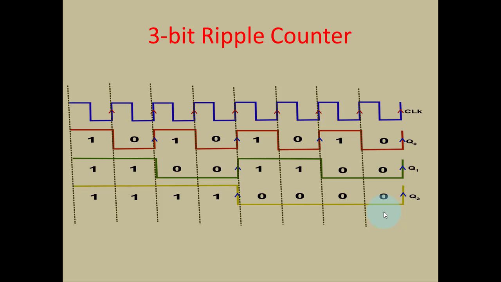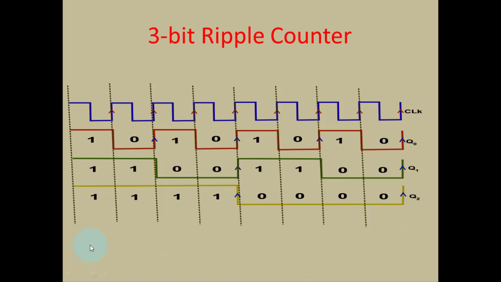As we can see, in Q0, whenever the clock changes from positive to negative to positive, it toggles. When Q0 changes from 0 to 1, Q1 toggles, and when Q1 goes from 0 to 1, Q2 toggles. In this way we get this sequence.